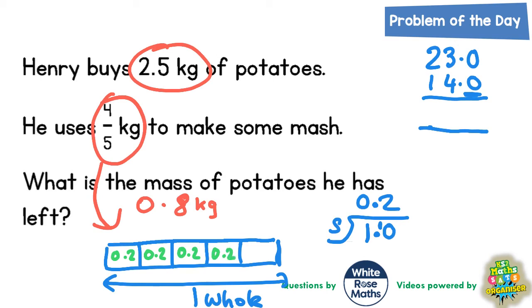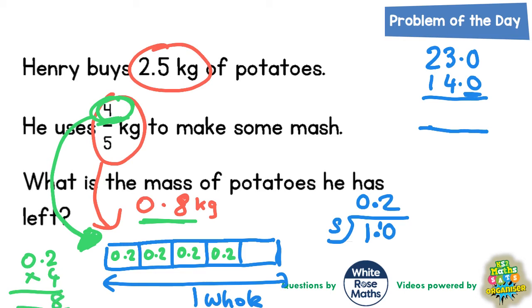But I'm actually only going to write on 4 of them because it's only asking me about 4/5. So 4/5 would be 4 lots of 0.2. And 4 lots of 0.2, it's going to go 0.2, 0.4, 0.6, 0.8. So that's where our answer of 0.8 comes from. 0.2 times 4, 4 2s are 8, 4 0s are 0. Put your point in, 0.8. So he's actually using 0.8 kilograms.